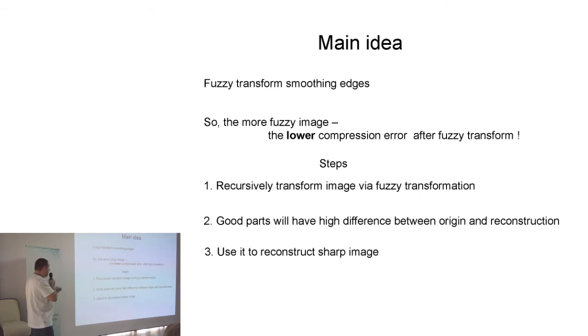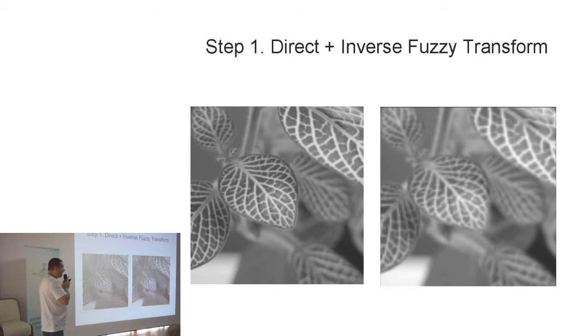Once more, the main idea: the more fuzzy and less focused the image is, the lower the compression error after fuzzy transform. This is the main idea of this method. And the steps, you can see them on the slides. So, for example, first step, this is the start image, and this is the F-transformed and inverted image. Inverted, I mean the inverse transform. So I transform and detect K points, yes, and return it back to the decompressed image.